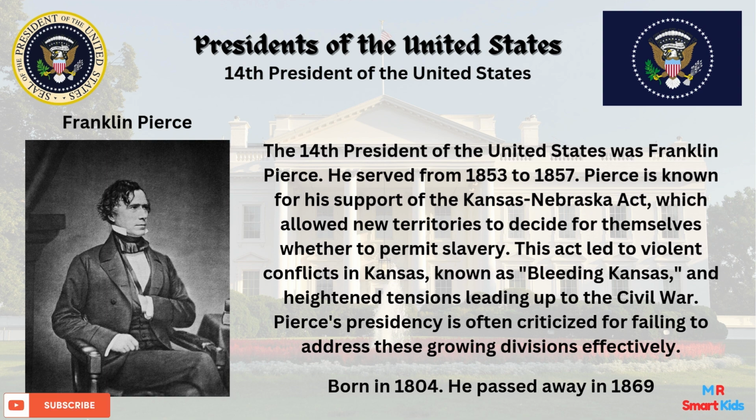The 14th President of the United States was Franklin Pierce. He served from 1853 to 1857. Pierce is known for his support of the Kansas-Nebraska Act, which allowed new territories to decide for themselves whether to permit slavery. This act led to violent conflicts in Kansas, known as Bleeding Kansas, and heightened tensions leading up to the Civil War. Pierce's presidency is often criticized for failing to address these growing divisions effectively. He was born in 1804. He passed away in 1869.